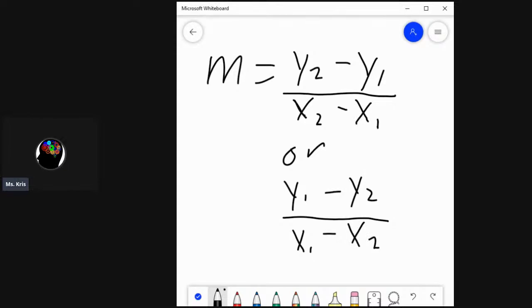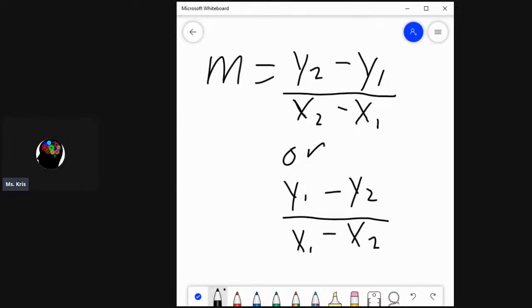Whether you do y2 minus y1 or y1 minus y2, make sure that everything is following in the exact same format. So the 2's are under each other as well as the 1's are under each other. Reason being, you don't want to have y2 minus y1 and then x1 minus x2 under each other, because then you'll get a different number or answer that you're not looking for.